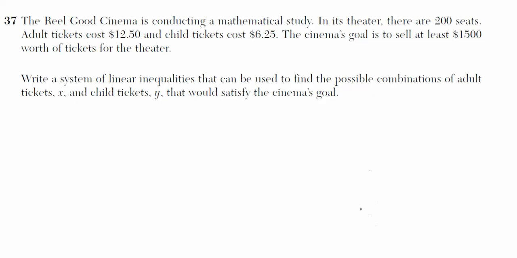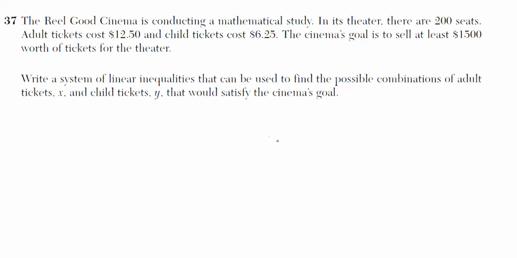Okay, let's take a look at 37. Question reads, the Real Good Cinema is conducting a mathematical study. In this theater, there are 200 seats. Adult tickets cost $12.50 and child tickets cost $6.25. The cinema's goal is to sell at least $1,500 worth of tickets for the theater. Question, write a system of linear inequalities that can be used to find the possible combinations of adult tickets X and child tickets Y that will satisfy the cinema's goal.